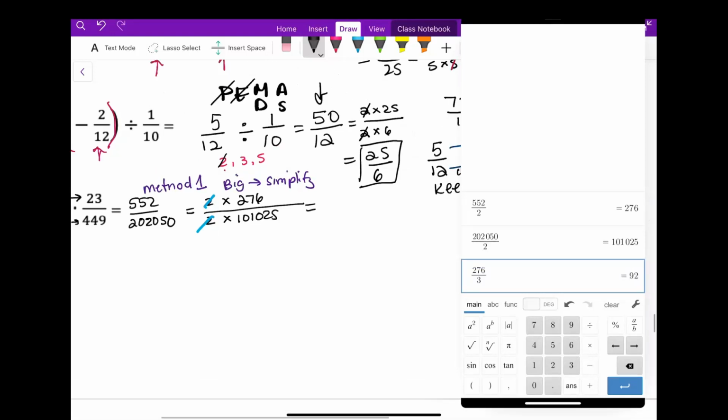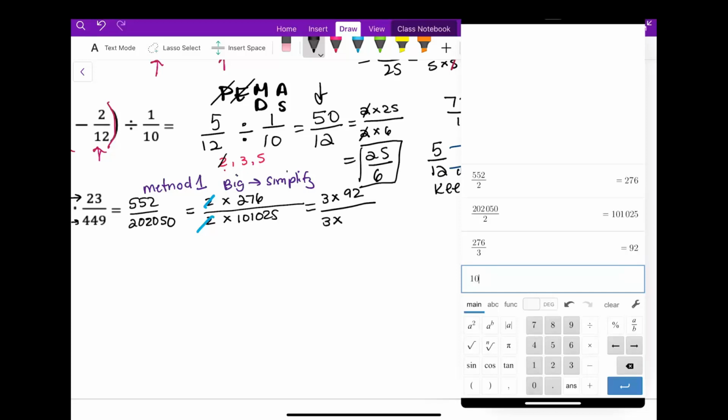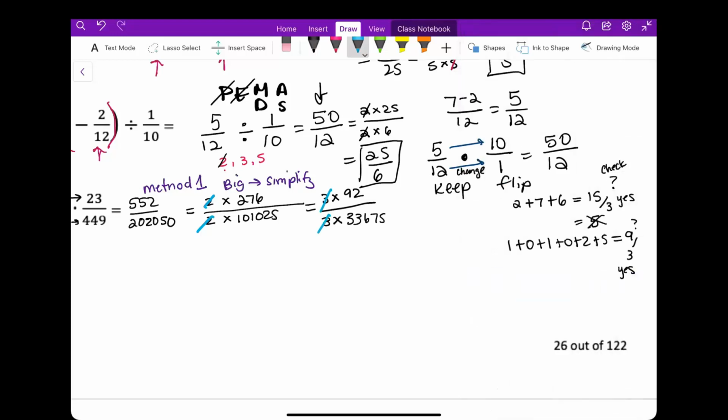Now I'm going to say, hey, it is divisible by 3. Therefore, I can rewrite this as 3 times 92 and 3 times divided by 3. And that gives me 33,675. And we are able to simplify by 3. And I remember I said this is going to be long, so we got to kind of start over.